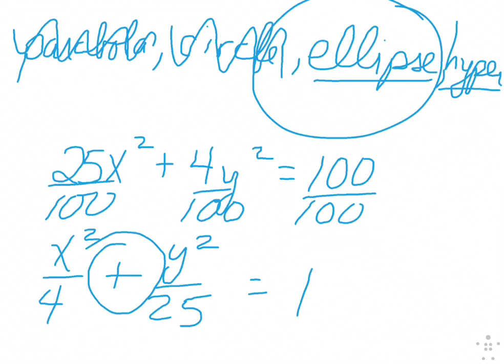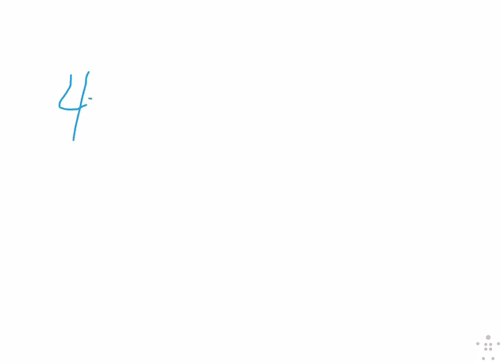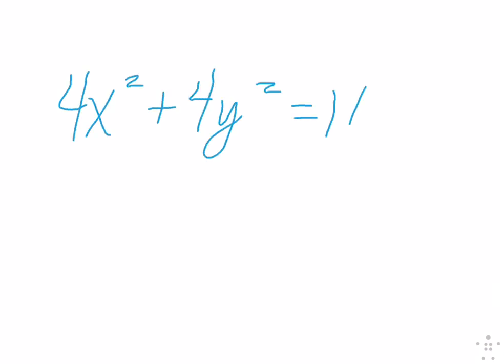Okay? Now, don't be fooled also. If they give you something like this, okay? If they have 4x squared plus 4y squared equals 16. Is that a parabola? No. Why not? They're both squared. So now I've got it down to one of the three.